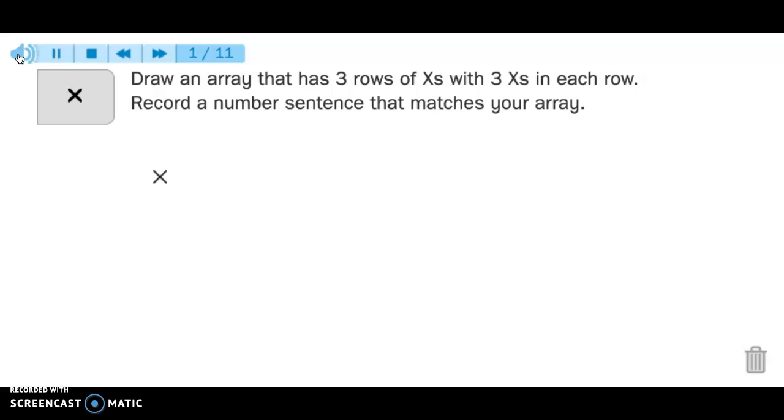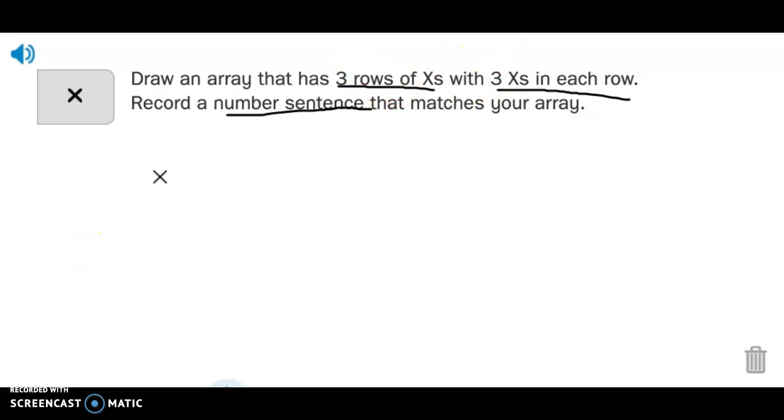Math message. Draw an array that has 3 rows of x's with 3 x's in each row. Record a number sentence that matches your array. Okay, so draw an array that has 3 rows of x's and 3 x's in each row. Then record the number sentence. Remember, a number sentence has numbers that are added, subtracted, multiplied, or divided, and then have an equal sign.